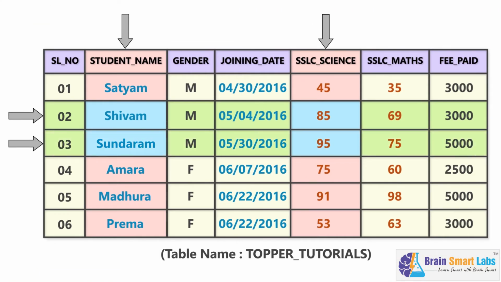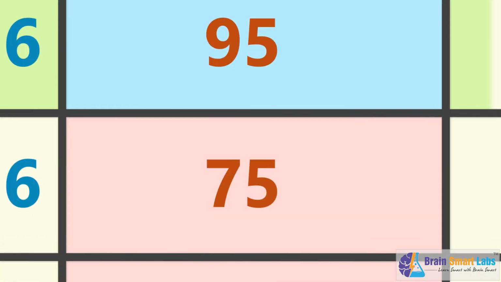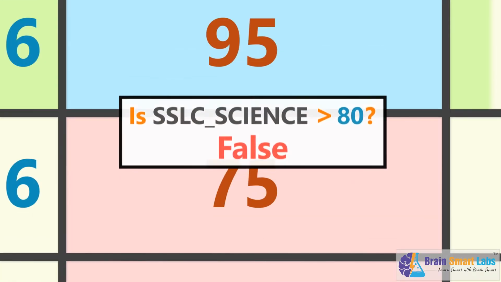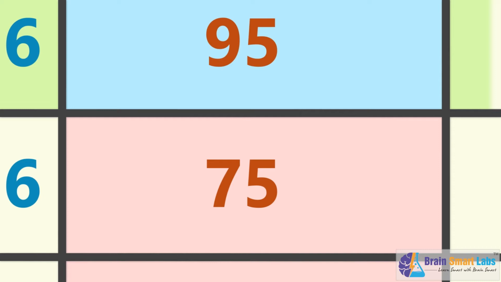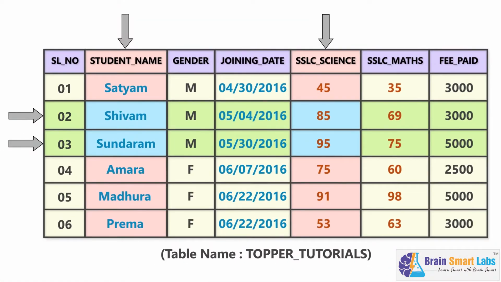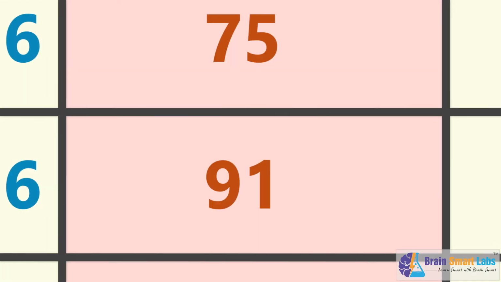The fourth student Amara has scored 75 in SSLC science, which is not greater than 80, and so she will not be felicitated. The fifth student Madhura has scored 91 in SSLC science, which is definitely greater than 80, and so she has to be felicitated by our physics teacher for scoring good marks.